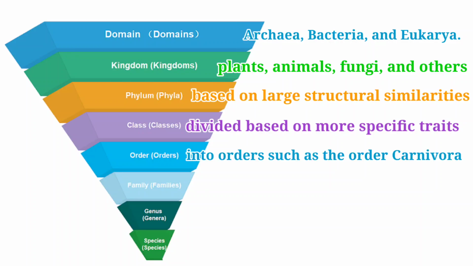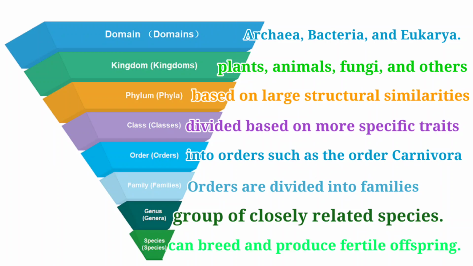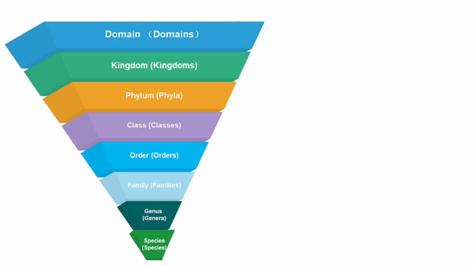And then we have the next classification, which is order. After classes have been done, we further divide classes into different orders. Example is Carnivora, which includes animals like lions and tigers that feed on flesh. Then orders are further divided into families. For example, the family Felidae, which includes all cats. Then we have the genus. This is a group of closely related organisms. Then finally, the least and the most related is the species, identifying organisms that can breed and produce fertile offspring.